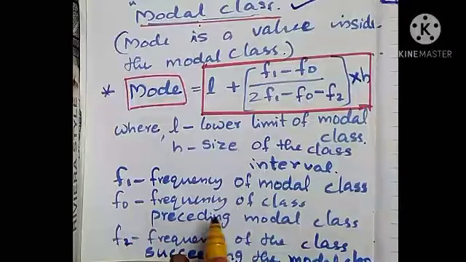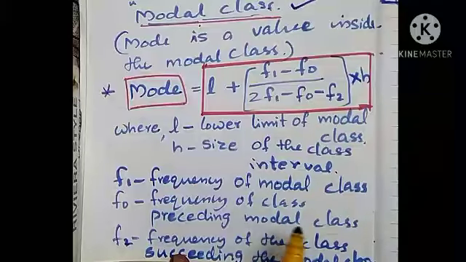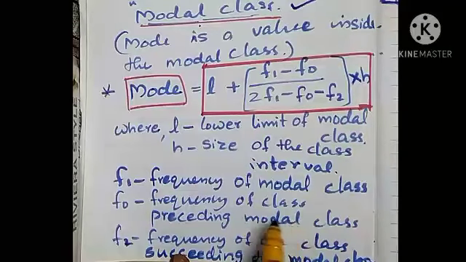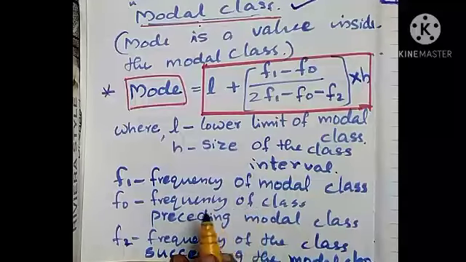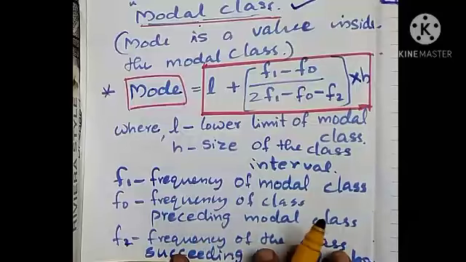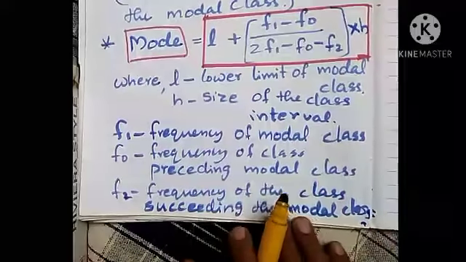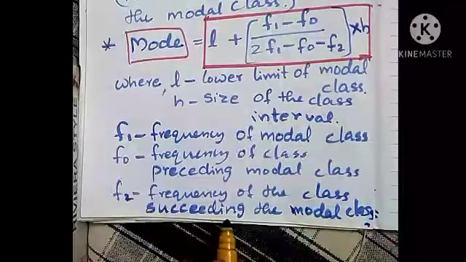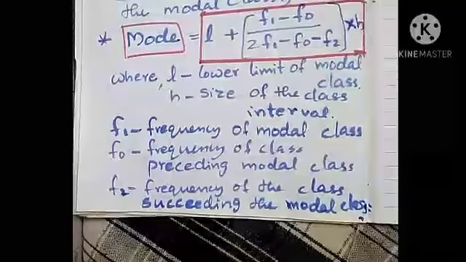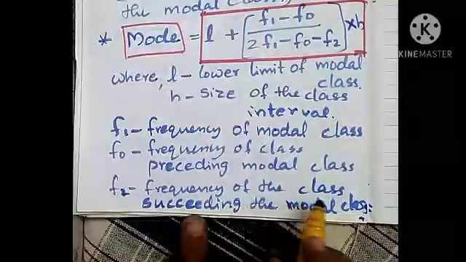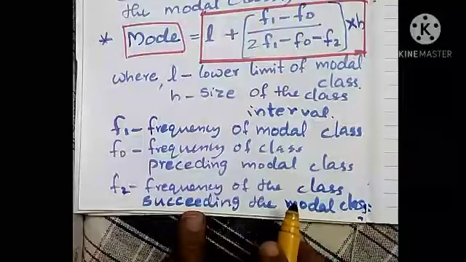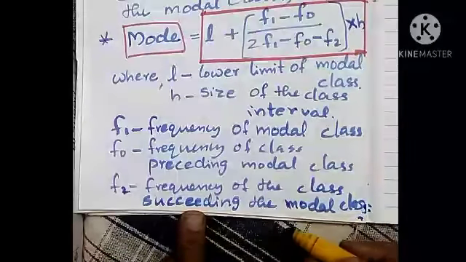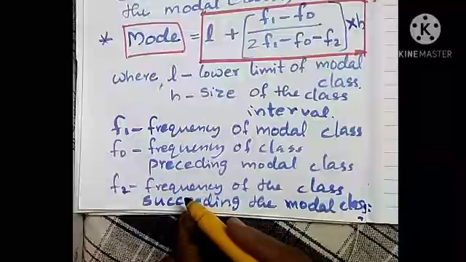F0 means frequency of the class preceding the model class. Okay, so the maximum frequency you are selecting, and just before that, the preceding class frequency we are selecting as F0. And then F2. F2 means frequency of the class succeeding the model class. Just after the maximum frequency, the next coming class frequency we are selecting as F2.